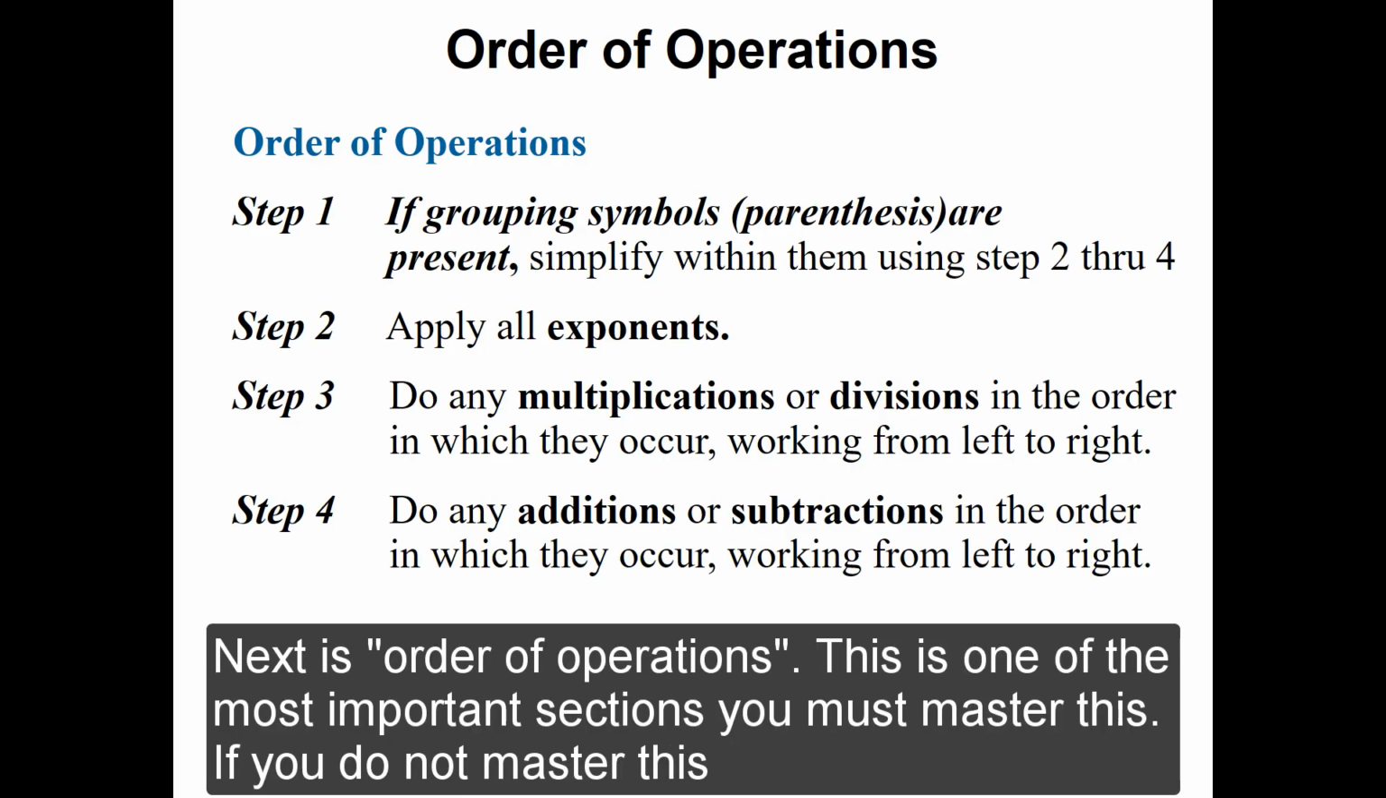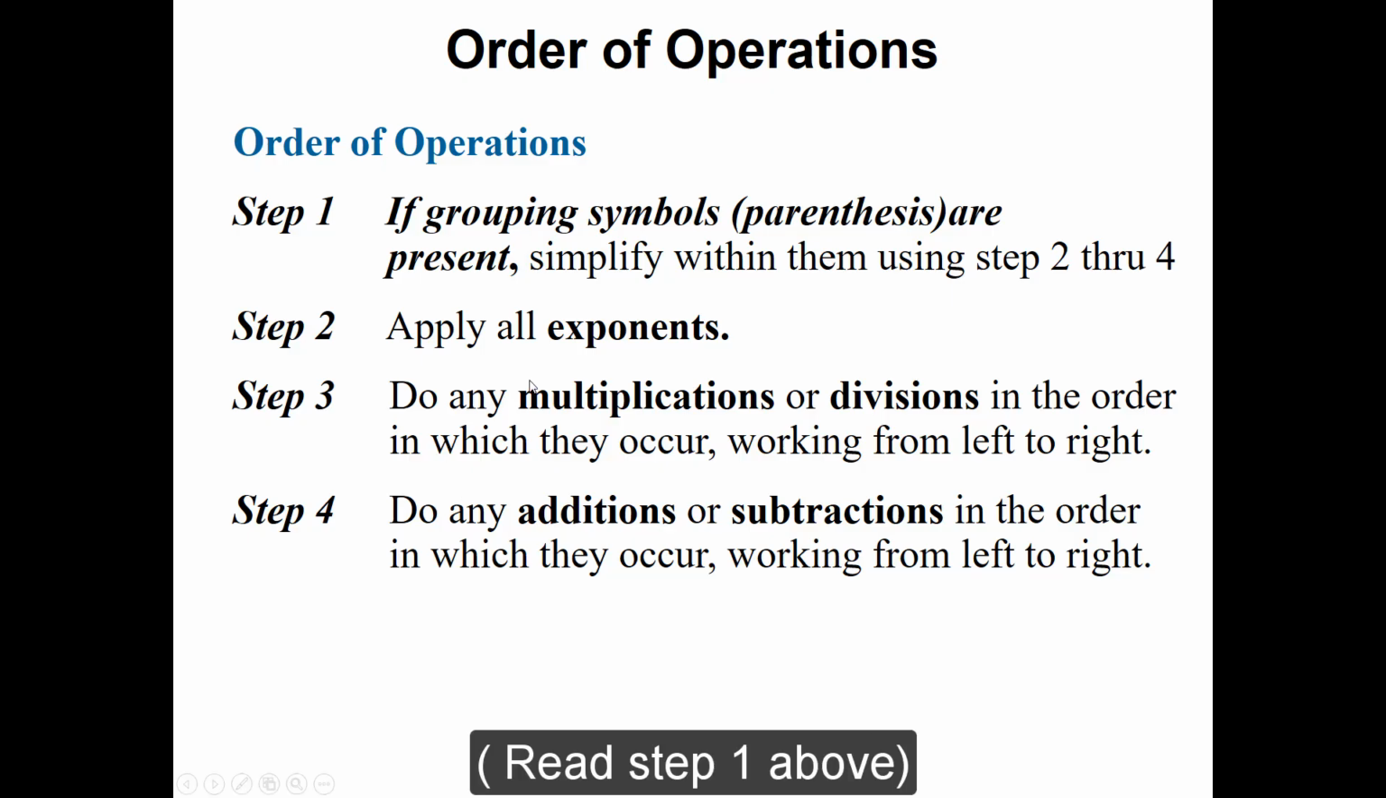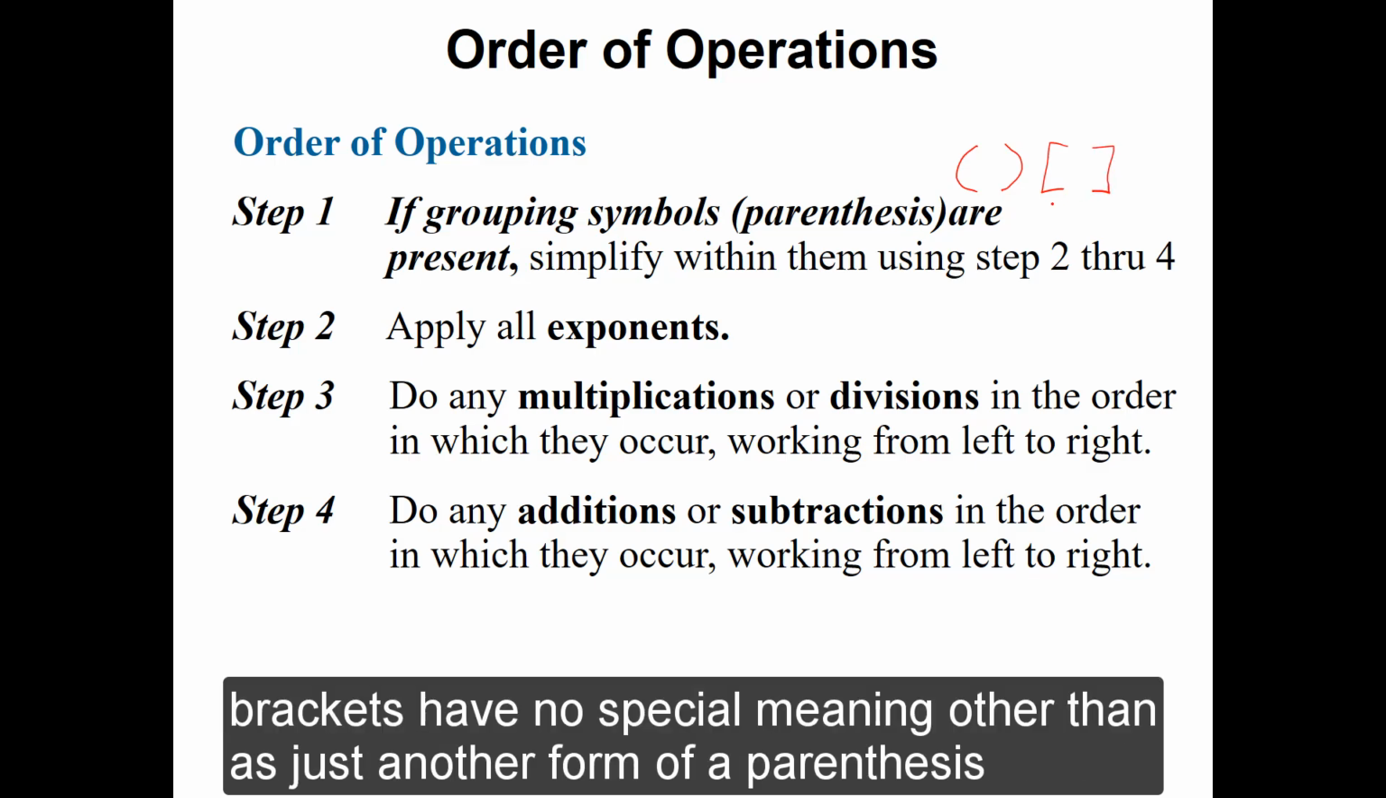Okay, next is order of operations, and this is probably one of the most important sections that you need to master, because if you don't master this, you will often make mistakes when simplifying math expressions. Okay, so the first step is, if there are grouping symbols, in other words, some type of parenthesis present, then you simplify whatever is in the parentheses first using steps 2 through 4. And by parentheses, of course, it could be the standard parenthesis, but you may also see squared off brackets. Those have no special meaning other than that's just another form of parenthesis.